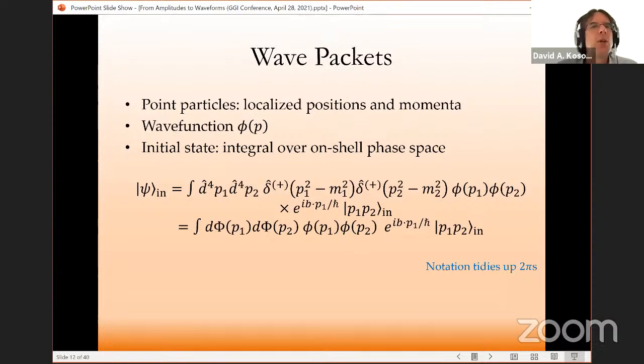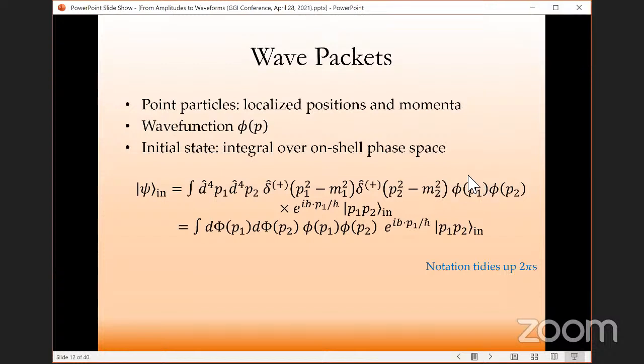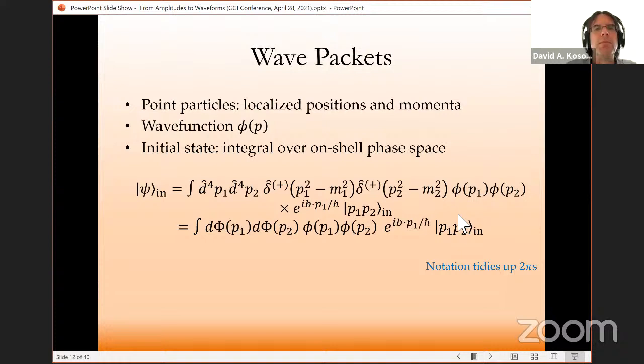So we're going to build a wave function, which I'll denote with a little phi of momentum, and we'll integrate that over on-shell phase space. We're going to build this out of plane wave states, with two particle plane wave states in this case, which are just products of one particle plane wave states. There's the on-shell phase space measure, which I'll abbreviate by a capital Phi. And there's also a phase factor, which incorporates the fact that we're going to have an impact parameter for the scattering. And the various hats here clean up the 2 pi's, so we don't have to write and stare at a lot of 2 pi's here.